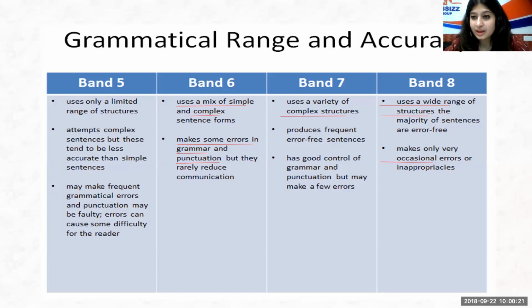Grammar is one of the major reasons why students are stuck at 6. So let's see why they are stuck at 6. The first thing is making errors in grammar and punctuation. Make sure that all your punctuation is correct. The period is there where it is supposed to be. The comma is there when you're writing one dependent clause and one independent clause. That's where you actually use a comma.